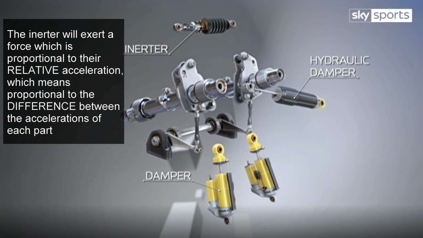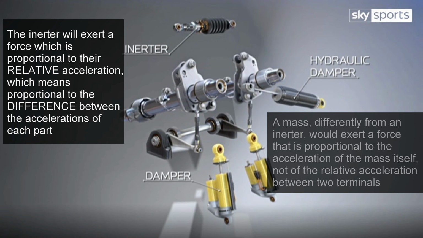While this is similar to what a mass does, differently from a mass, the force created is proportional to relative instead of absolute acceleration. This means that a mass, differently from an inerter, would exert a force that is proportional to the acceleration of the mass itself, not of the relative acceleration between two terminals.